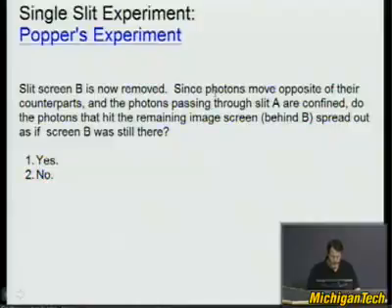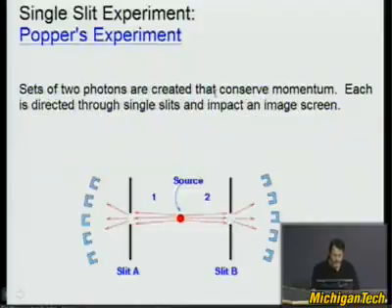Popper wondered. So here you see that they're going through here, and the photons would spread out because of the slit here. The photons would spread out because of the slit there. But now you get rid of this one. But still, these photons are being confined. And since these are going the opposite of those, would these be so confined? It's an interesting thought experiment.